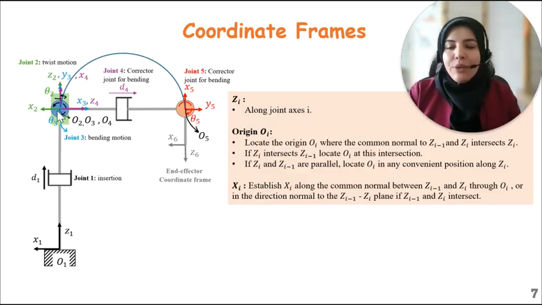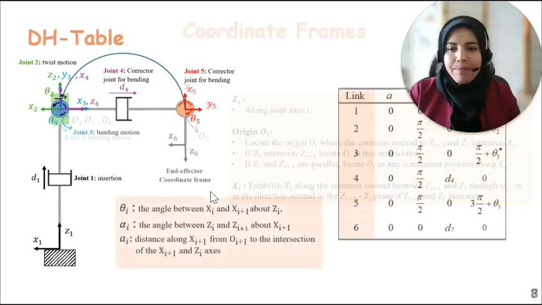And since Z2 and Z3 intersect, O3 goes to the intersection point. And since Z3 and Z4 also intersect, O4 goes to the intersection of these two axes, and the same for O5 and O6.